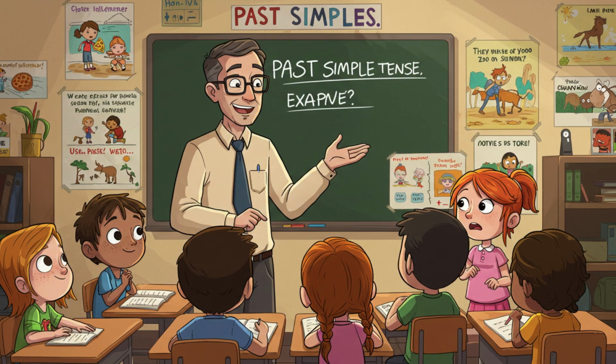Notice that question? What did you do? When we ask questions in the past simple, we use the helper verb did and the base form of the main verb, which is do. We don't say "what did you did," just "what did you do?" The did already tells us we're talking about the past.